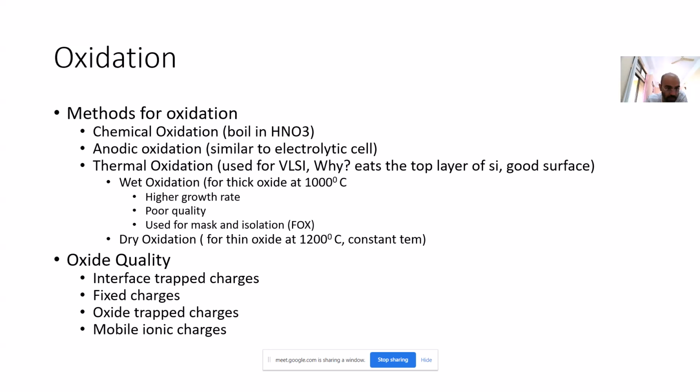So what happens when this chlorine and bromine get in during the formation of the oxide? When they find sodium somewhere or potassium, they form compounds like sodium chloride, NaCl, or KCl, and then they become inactive. Okay, so this problem of mobile ionic charges can be very easily solved by using oxide with halogens in the ambience.